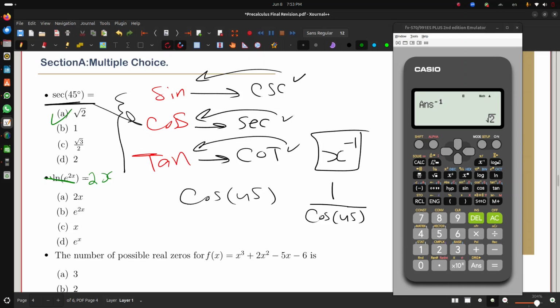So if you found ln and e, it will be only 2x, because ln is like log of the base e. And the same, if you have e to the ln of, for example, 5x, you will cancel ln with e, so the answer will be only 5x. This is equivalent to 5x. Okay, and the same here, cancel ln with e, it's equivalent to 2x. Okay, so the answer will be letter A.